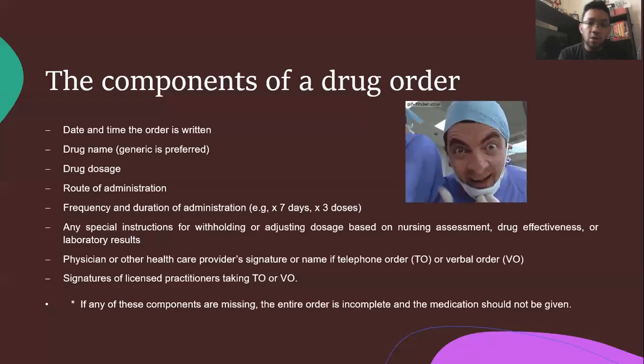Also, the physician or other healthcare provider's signature or name, if the order was done via telephone order or a verbal order. That's what I've said earlier. And signatures of licensed practitioners taking TO or VO is needed once they are available. If any of these components are missing, the entire order is incomplete and the medication should not be given. Okay? So if any of these are not present in the drug order, do not give the drug. It is your right not to give it because your license is on the line if you give the drug with a missing component of a drug order.